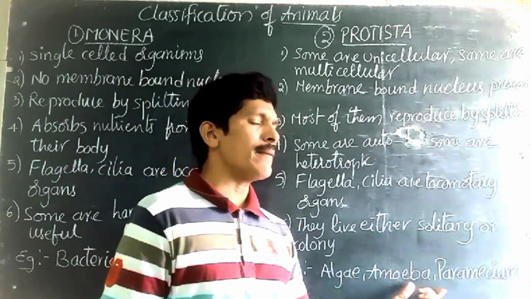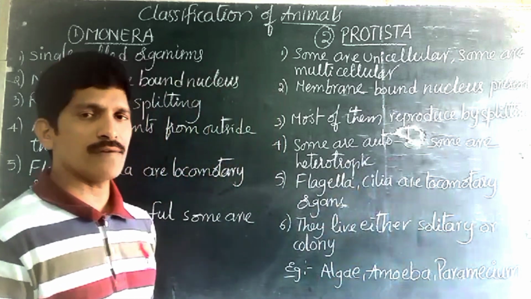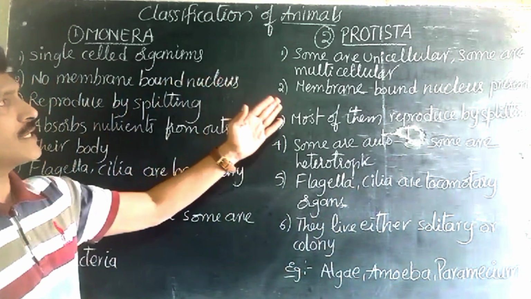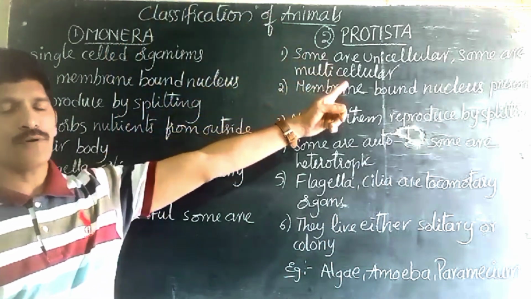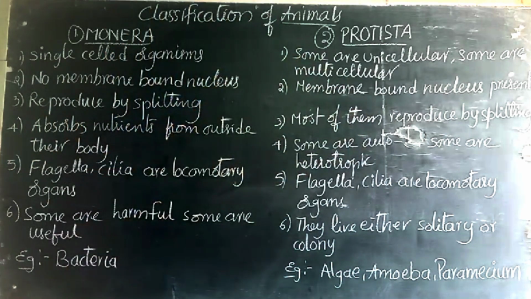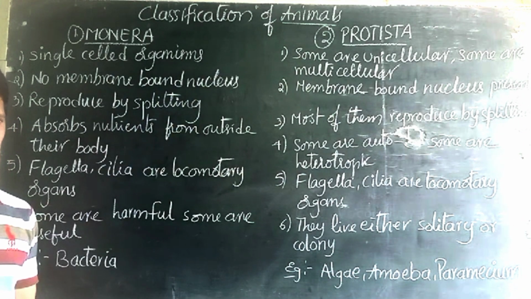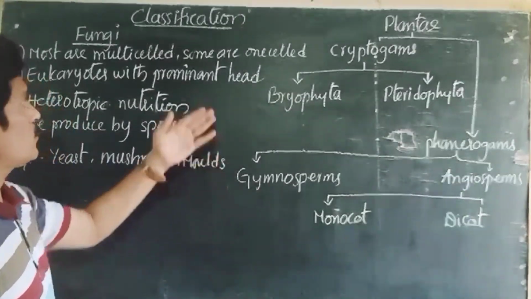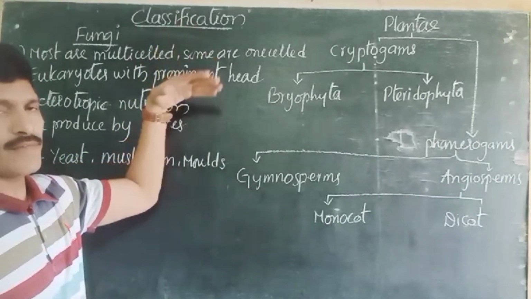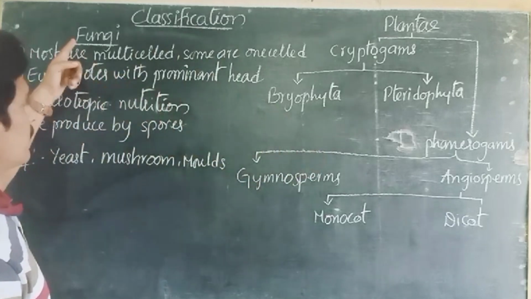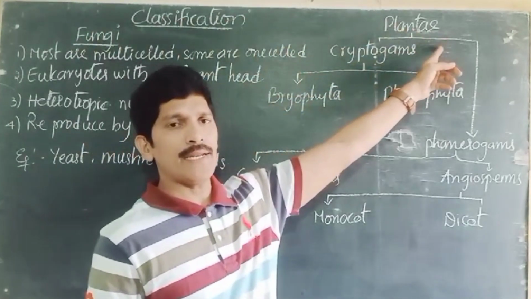Amoeba and paramecia obtain food material from other organisms. These are the comparative study of the Monera and Protista groups, the first two groups of the kingdom classification according to Whittaker. In the classification of organisms, previously we discussed Monera and Protista, and later fungi and plantae.